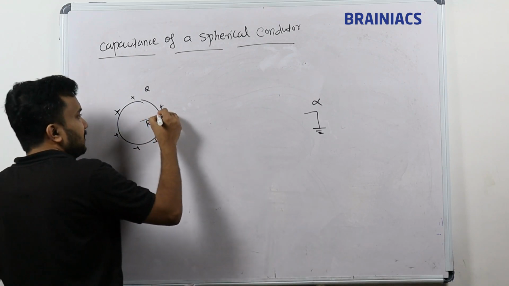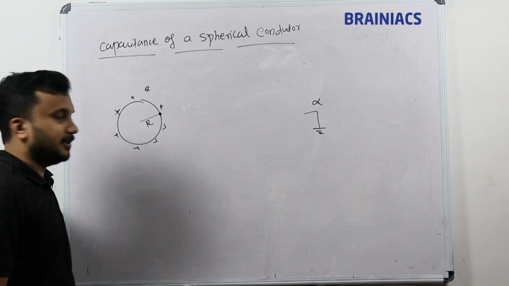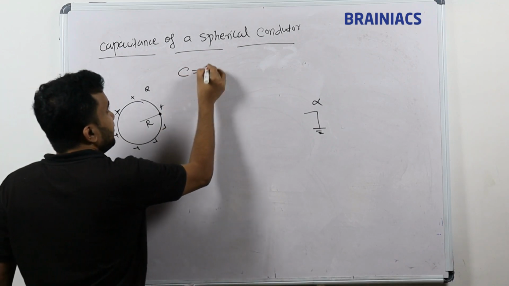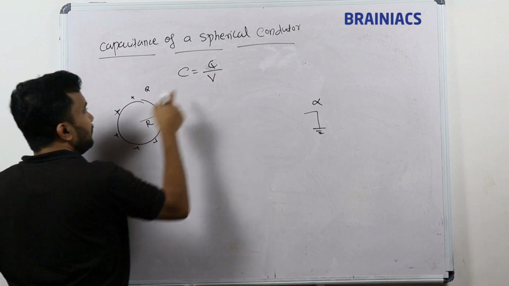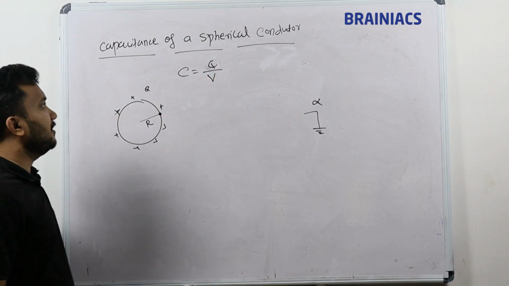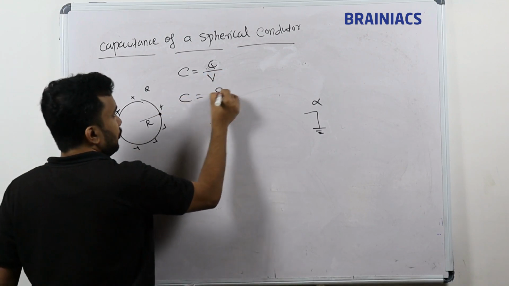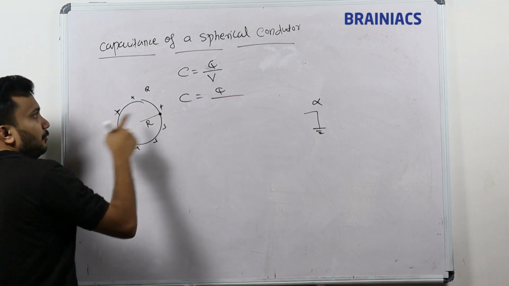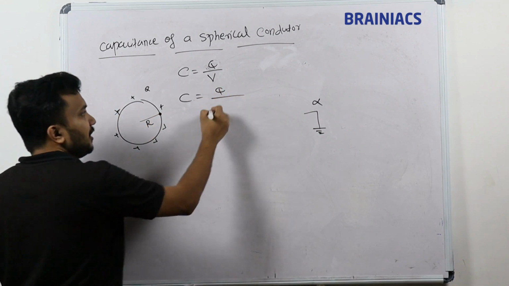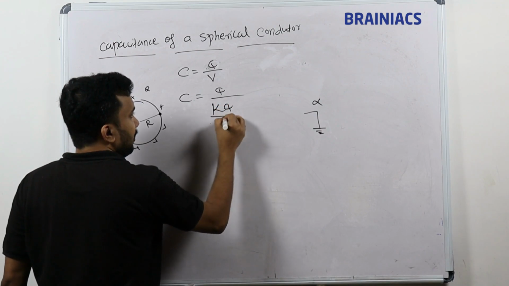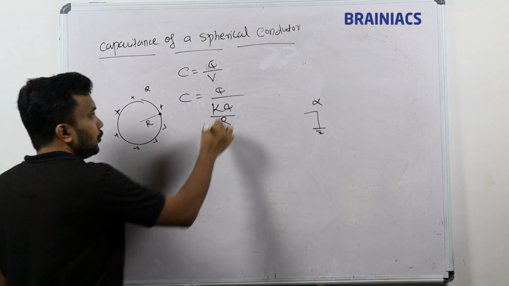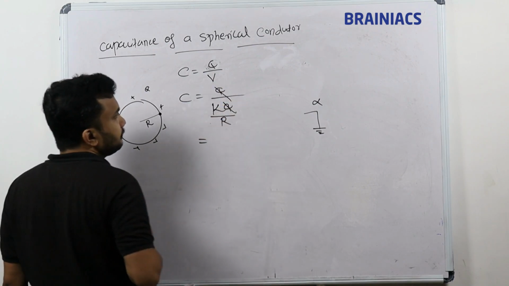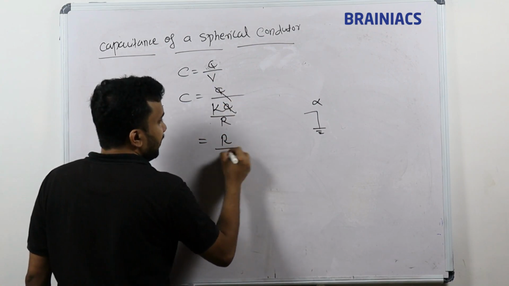So how are we calculating the capacitance value for a spherical capacitor? To find the capacitance, we know the formula C is equal to Q divided by V. V is the potential created by the conductor. What is the formula of voltage at the surface of a conductor? It is KQ by R. Already we have learned this formula under potential. So Q and Q get cancelled, and it becomes R by K.